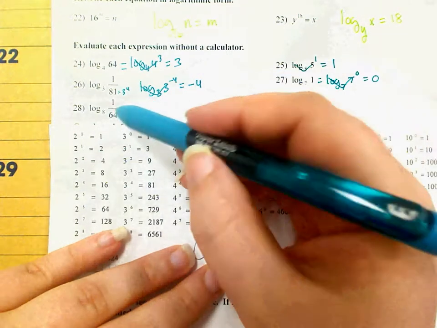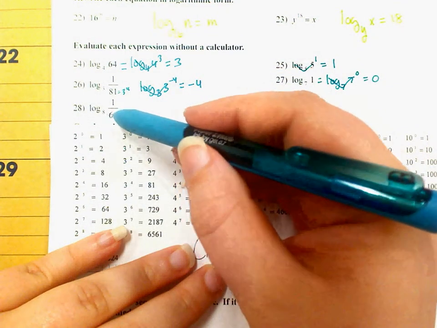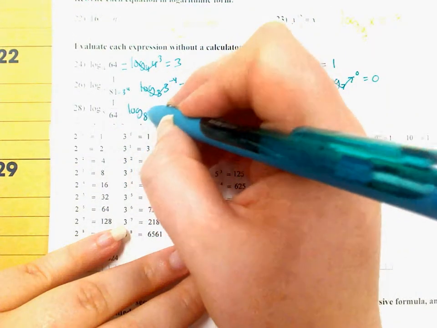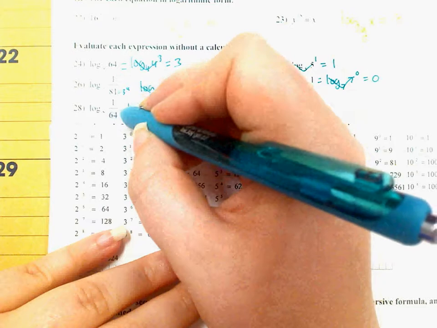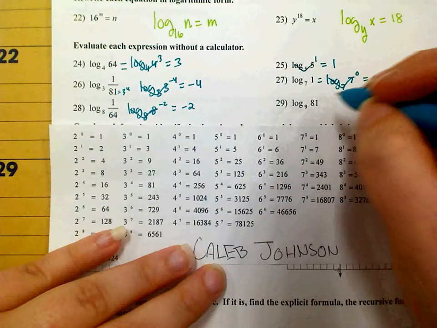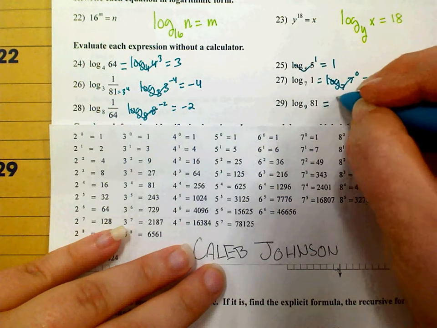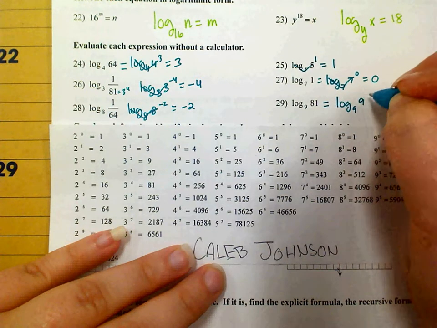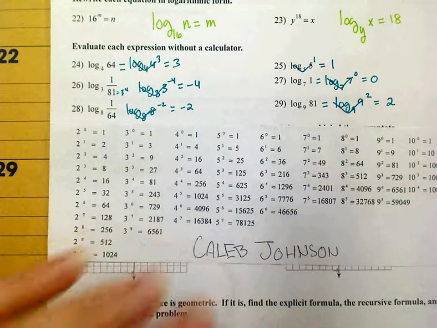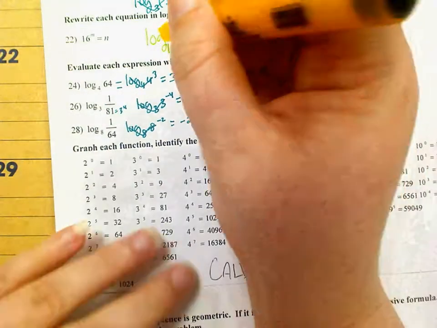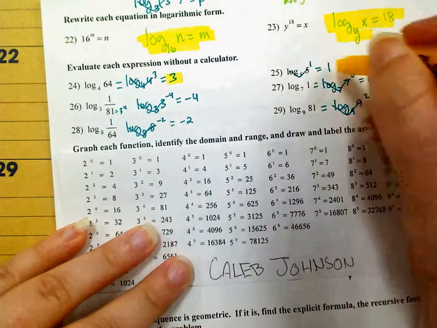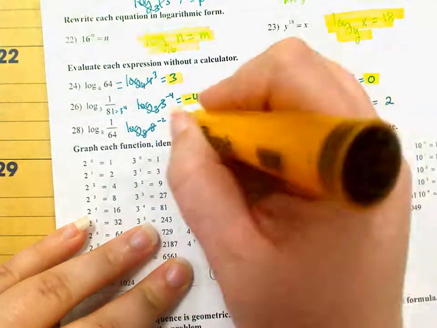Number 28, 64 is 8 squared. Over here, see that? So that is log base 8 of 8 to the negative 2 because it was in the denominator. And that leaves me with just a negative 2. And 81 is 9 squared, so log base 9 of 9 squared is just 2. And so those are my answers. Three, 1, negative 4, 0, negative 2, and 2.